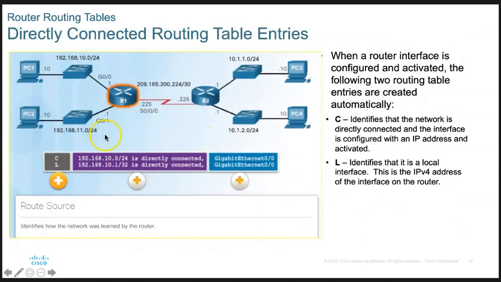In the following example, you can see this router is telling other routers, I can reach the 192.168.10 network because I am directly connected to it, and I can get to it by using my gigabit interface right here, 0/0. So C identifies that the network is directly connected. L identifies that it is local to itself, meaning it's physically connected to it.